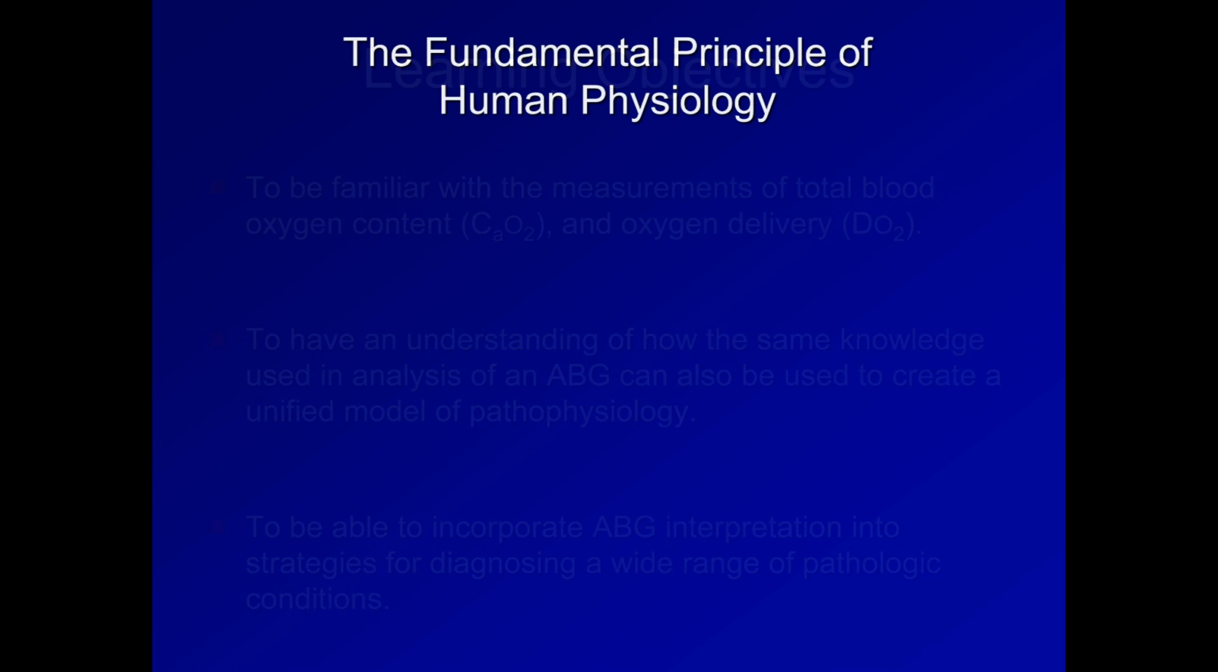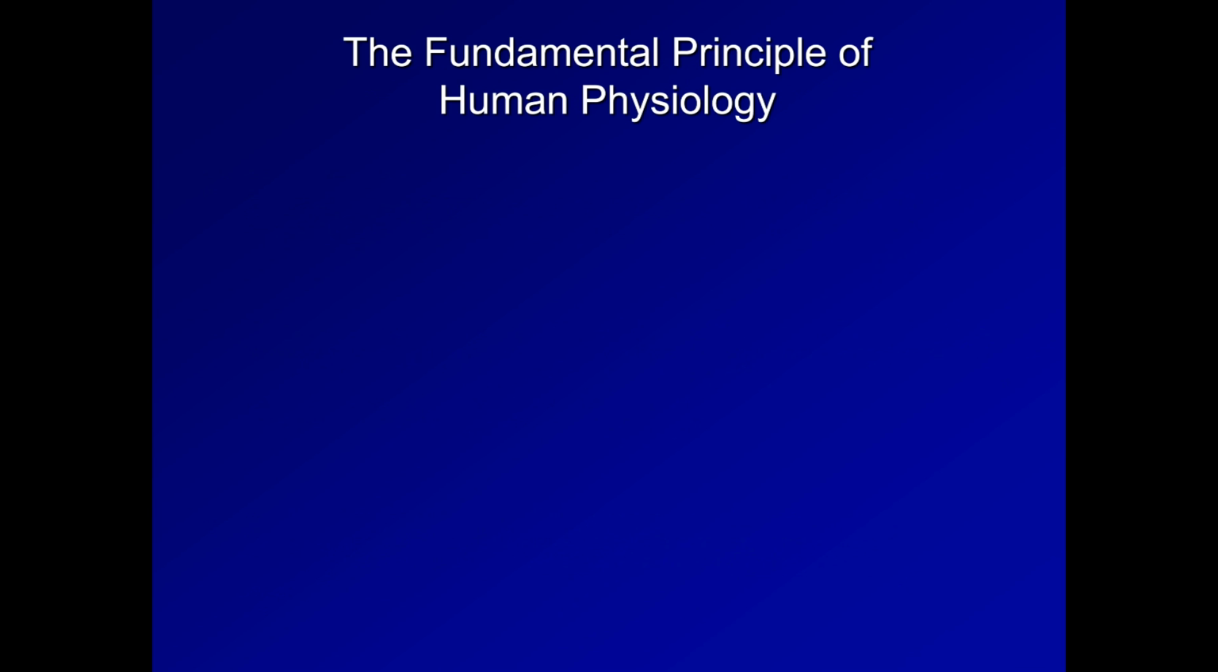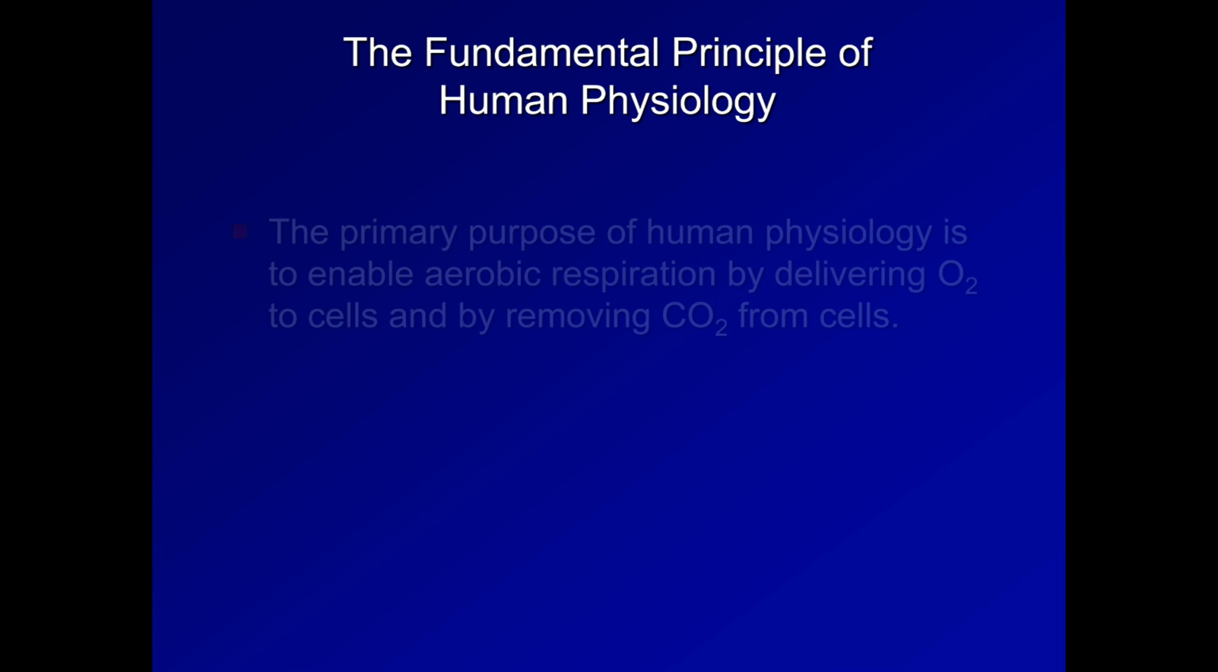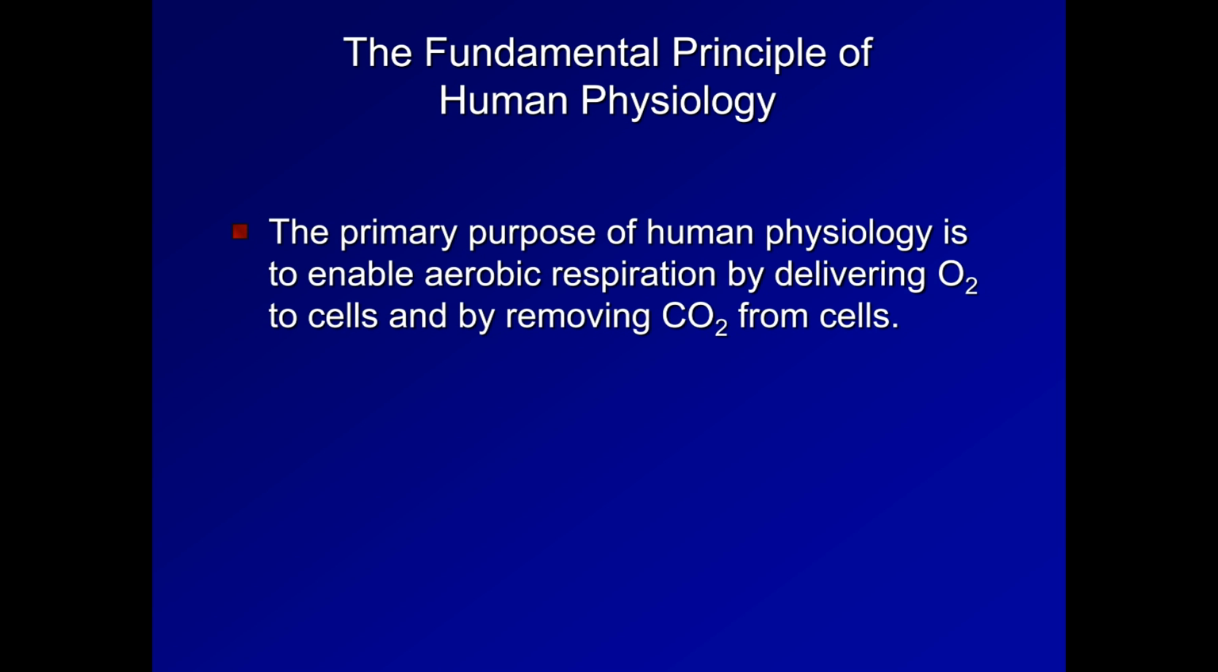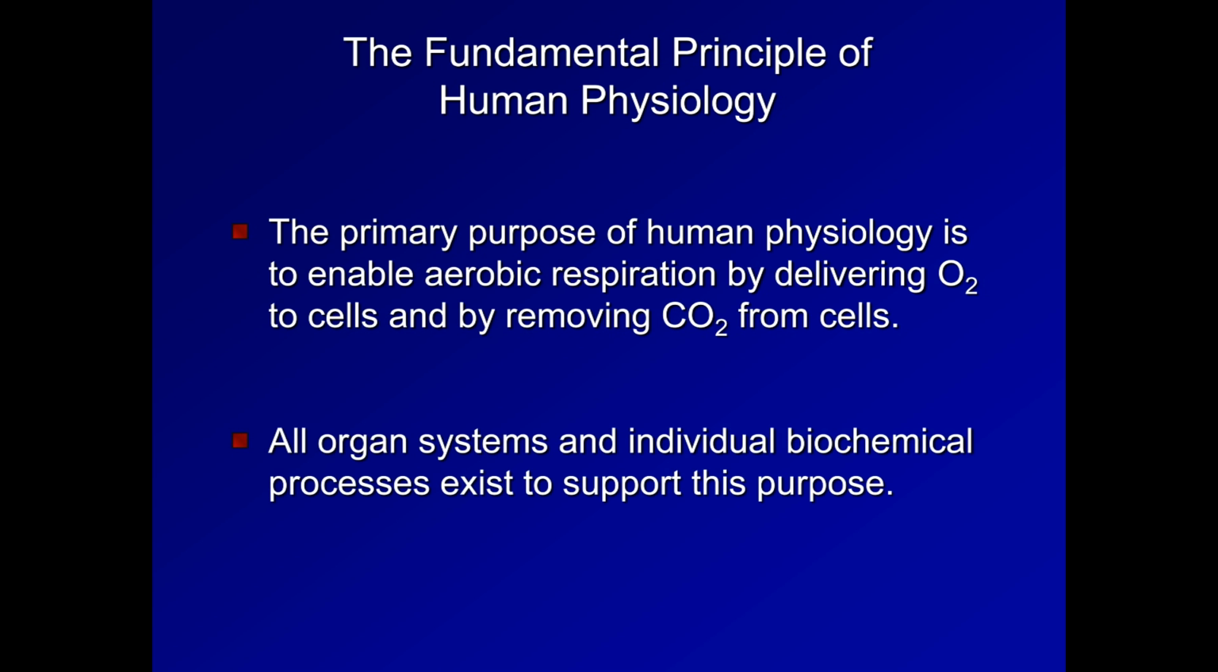To create our unified model of pathophysiology, I will first need to explicitly state the fundamental principle of human physiology. This is what all of the preceding 19 lectures have been driving towards. The primary purpose of human physiology is to enable aerobic respiration by delivering oxygen to cells and by removing carbon dioxide from cells. All organ systems and individual biochemical processes exist to support this purpose.